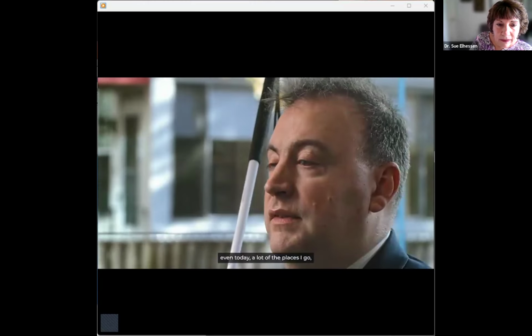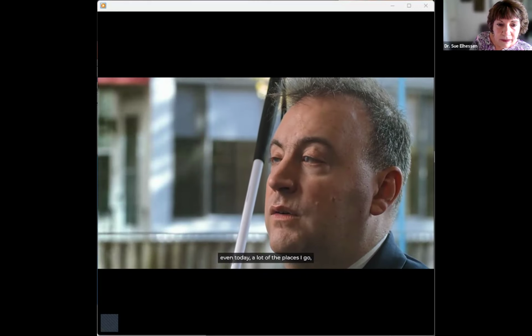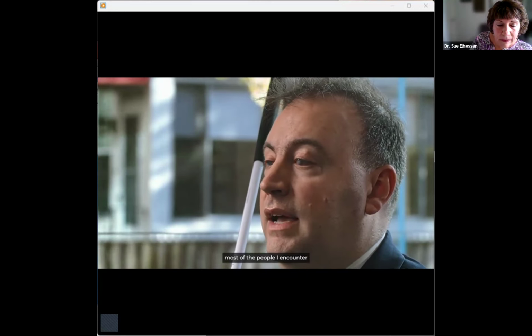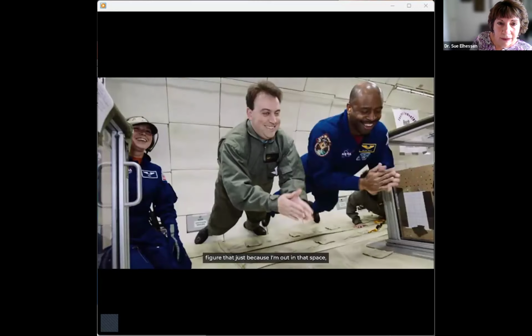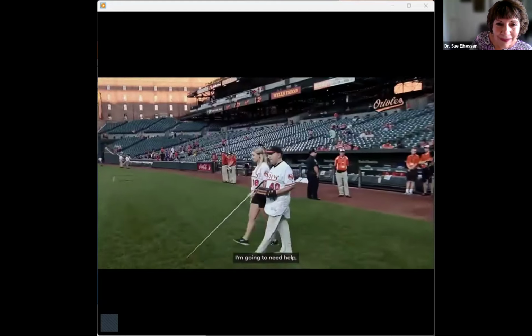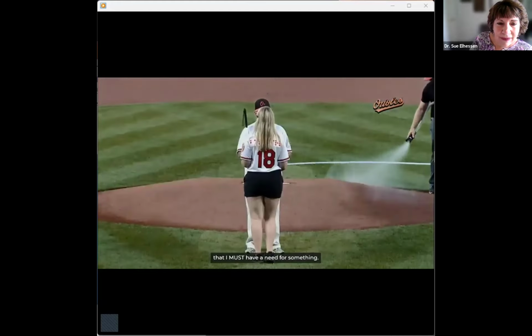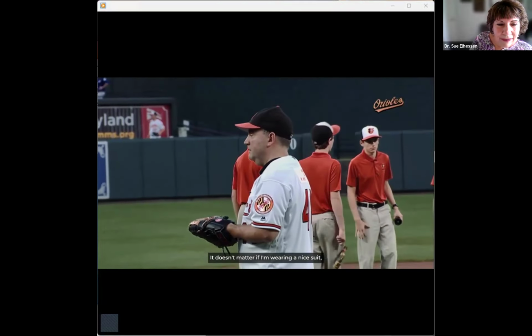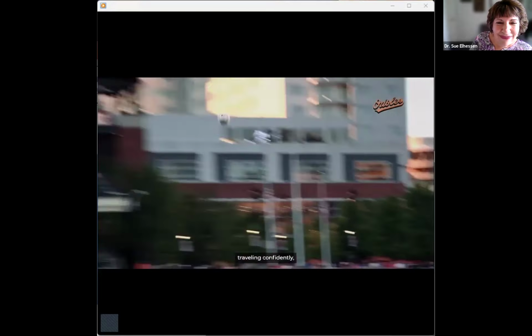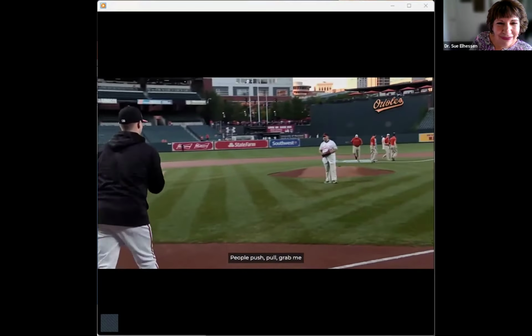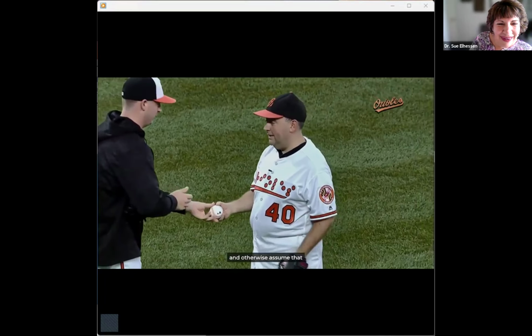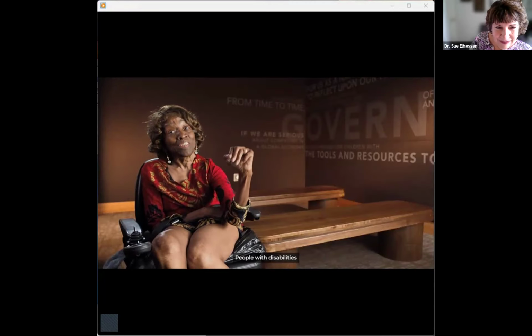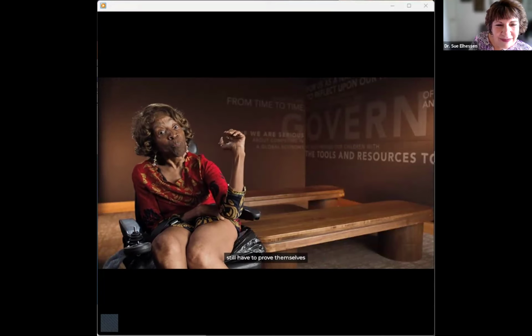And as a blind person, even today, a lot of the places I go, most of the people I encounter figure that just because I'm out in that space, I'm gonna need help, that I'm lost, that I must have a need for something. It doesn't matter if I'm wearing a nice suit, traveling confidently, people push, pull, grab me, and otherwise assume that I'm lost. So there's a constant need for education. People with disabilities still have to prove themselves.